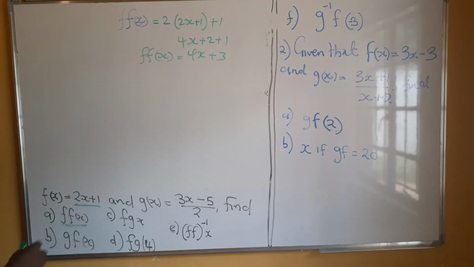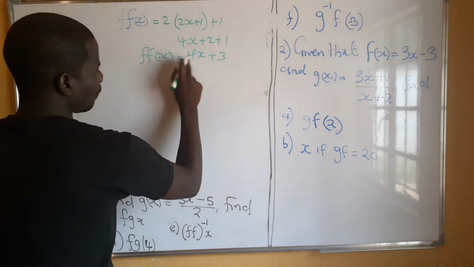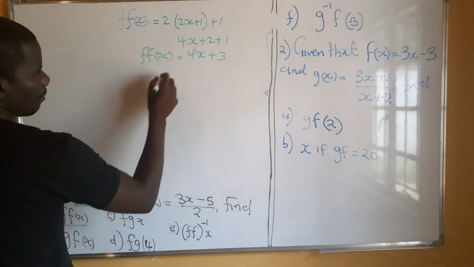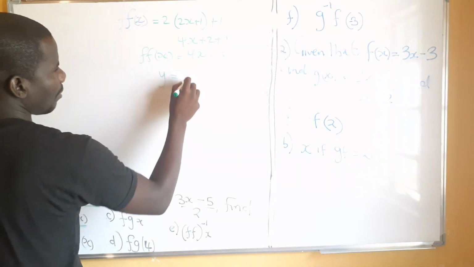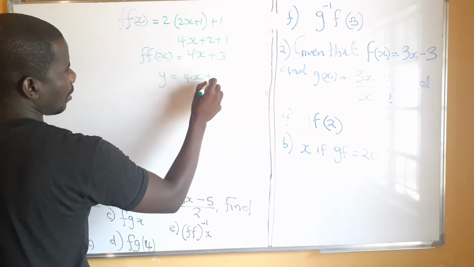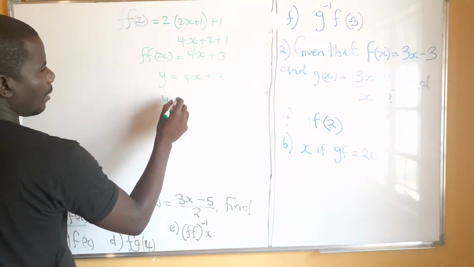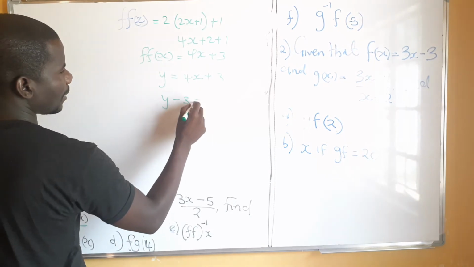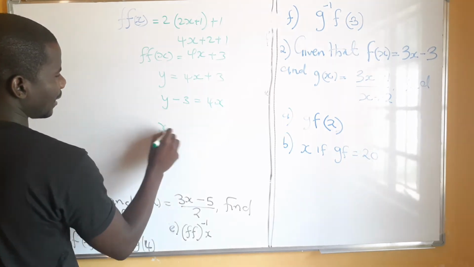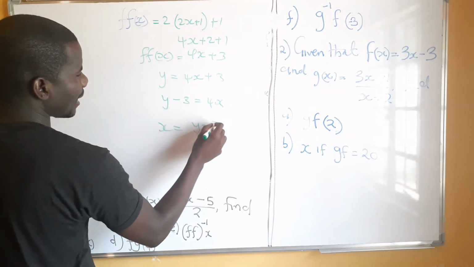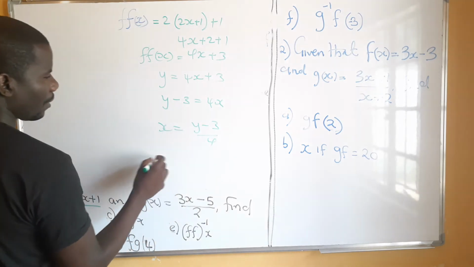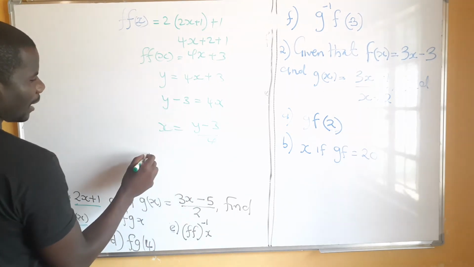Okay? Are we there? Then now we need to find the inverse of this one. What is the inverse of this one? You remember we're saying this part must be y, then we solve for x. So which will be y minus 3 is equal to 4x. X is equal to what? Y minus 3 divided by 4. Okay? Then the final answer, which is z.